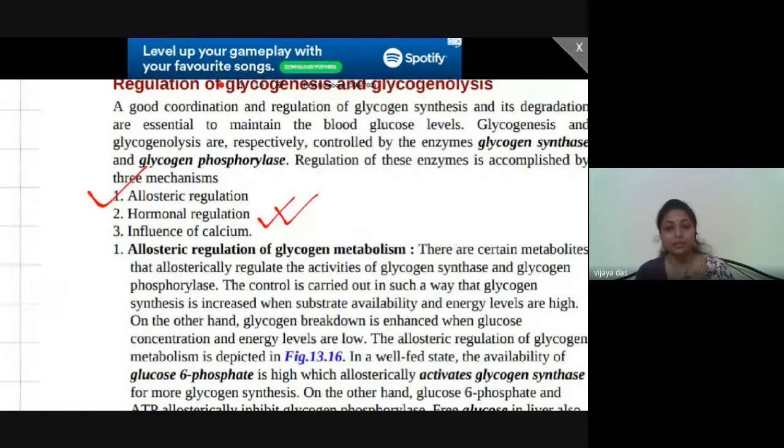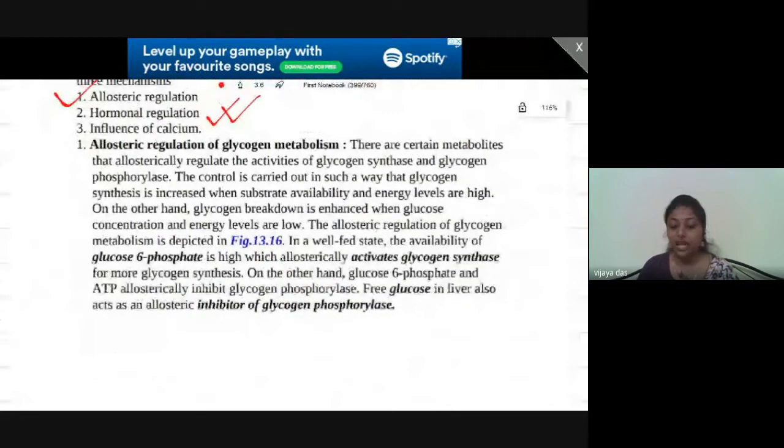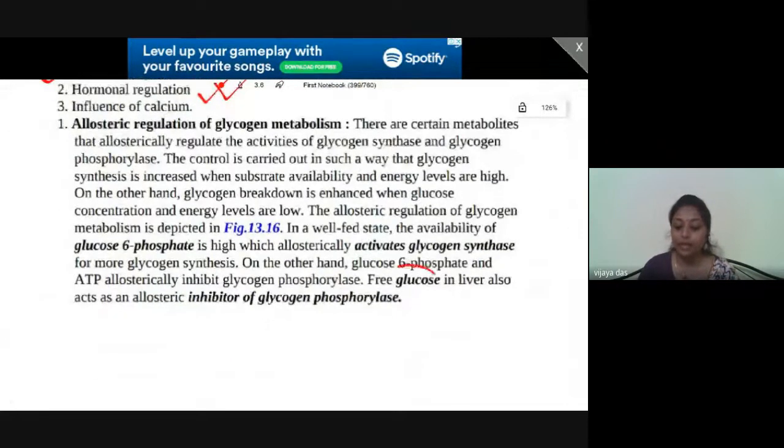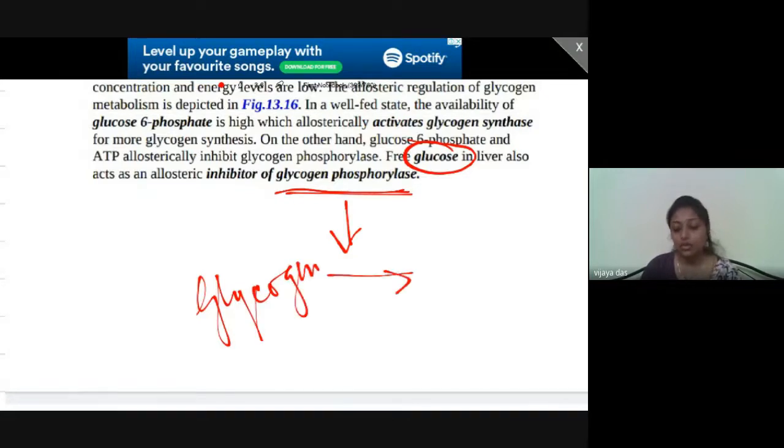Right at the start we saw that there is a site, that is the allosteric site. So what happens? To this allosteric site, who will bind? Glucose will bind. Let's understand what this means. What is the enzyme? The enzyme is glycogen phosphorylase. What does this enzyme do? It converts the glycogen and it gives rise to glucose. That is, the glycogen will be broken and glucose will be produced.